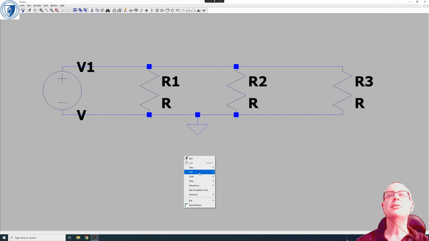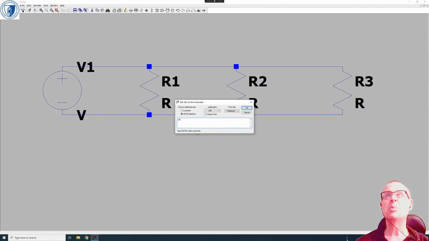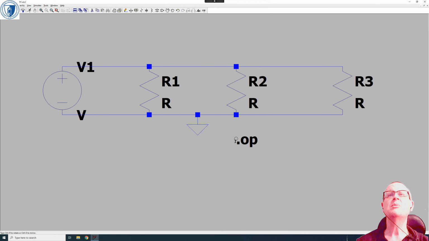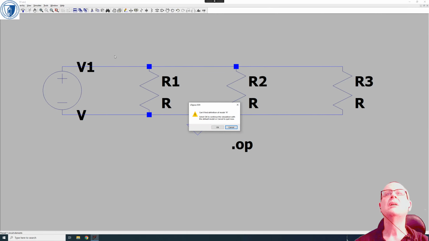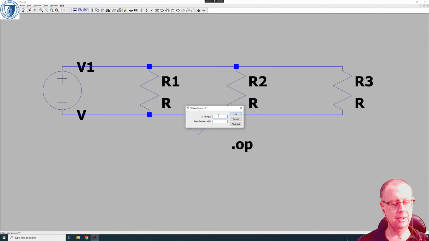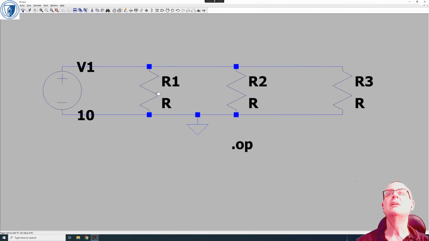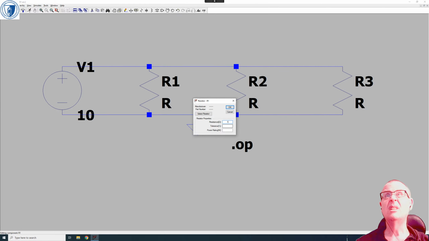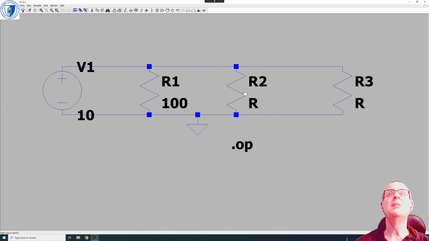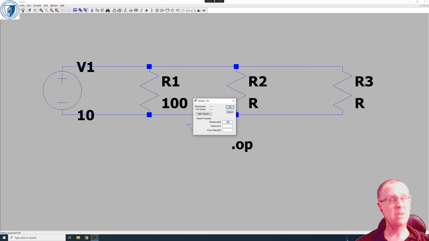And then I need a SPICE directive. Right, .op. I think that should be enough. And then I think I can hit a run command somewhere. No, there it is. Oh, I've got to give it some numbers. So that's going to be 10 volts again. Oops, 10 volts. And let's go with 100, 200, and 300.